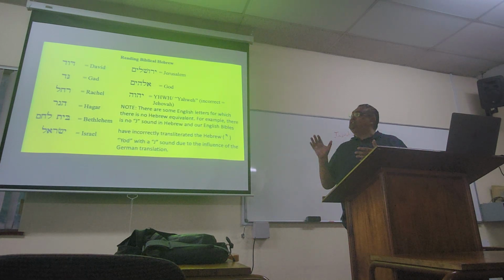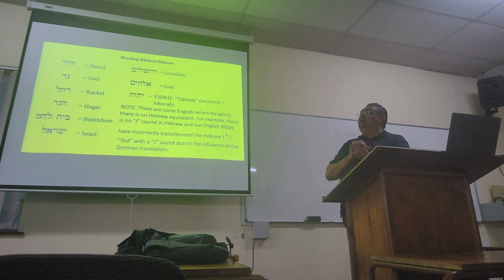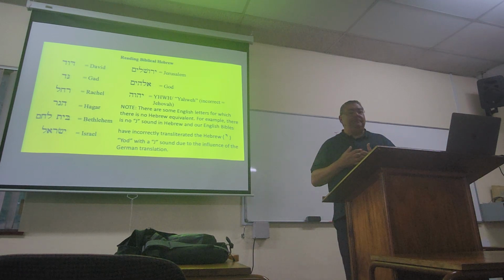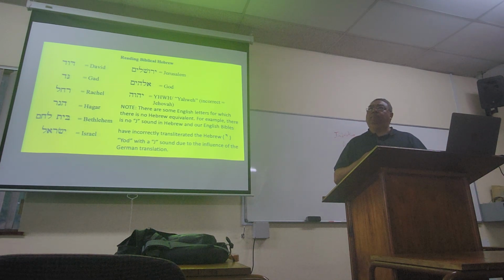So let me introduce this to you. This is where I'm going to finish off today. This is a note to you. Just like you have discovered that in Hebrew, there are sounds that Hebrew makes that we don't have in English, the same is true in reverse. English has got sounds that Hebrew doesn't have, and one of those is the letter J. Hebrew does not have the letter J. English has got the letter J.